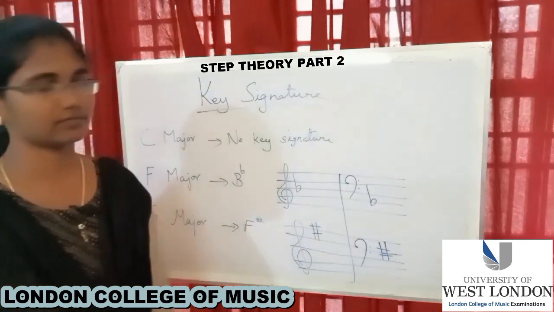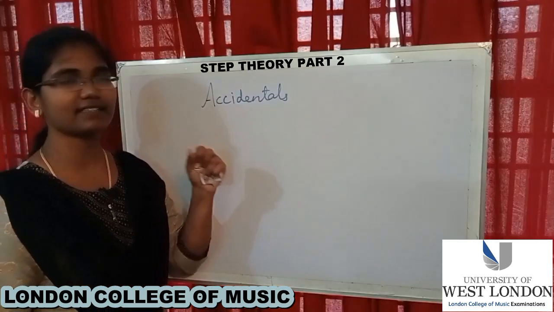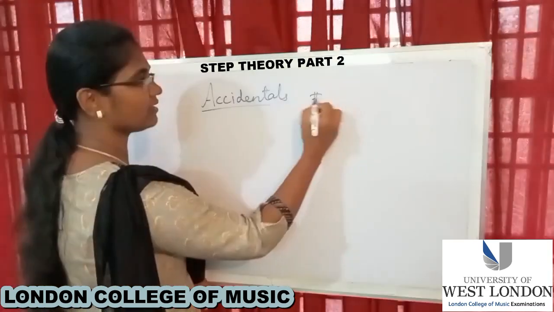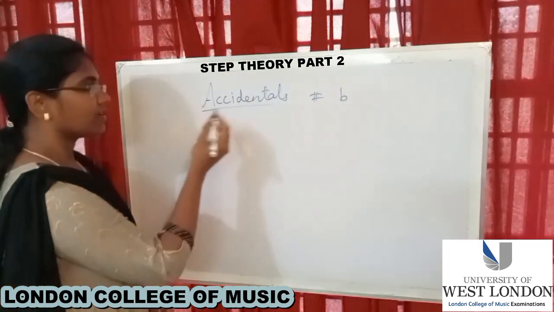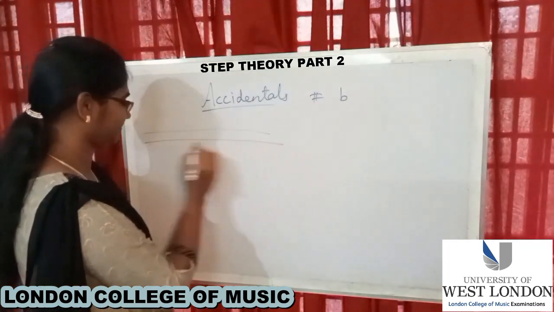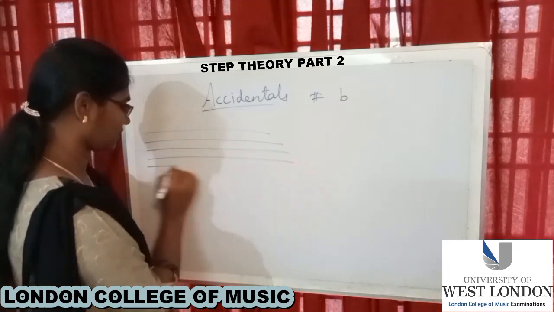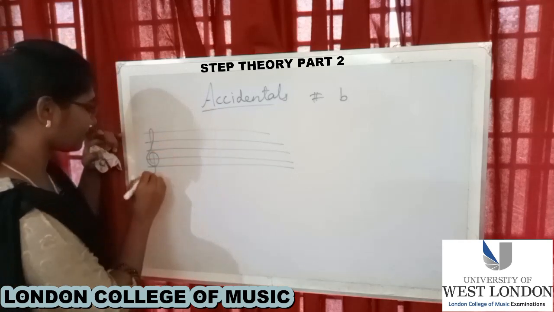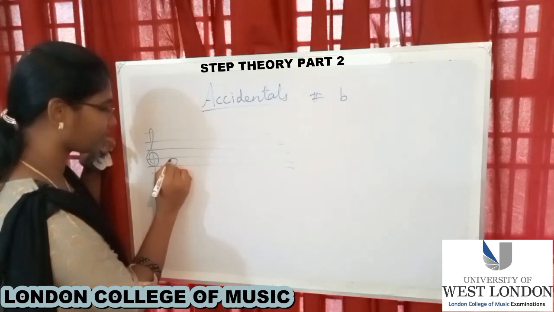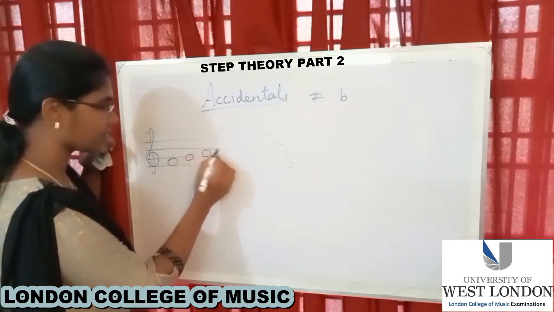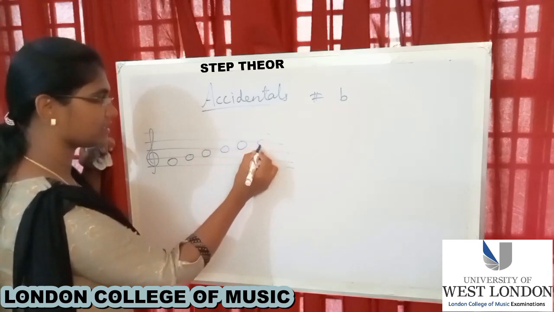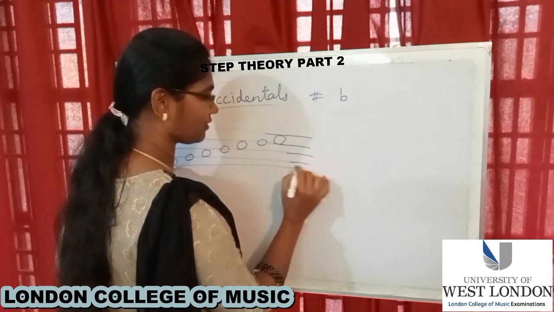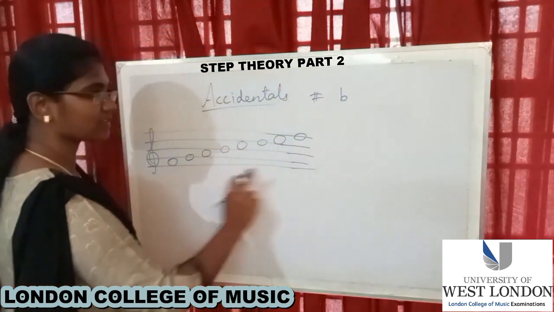Okay, that's all. Now we are going to see accidentals. Accidentals are the sharps or flats, the same sharps and flats alone. In the F major scale, we have to start our note from F, then G, then A, then B, then C, then D, then E, and then F. So this is our F major scale.